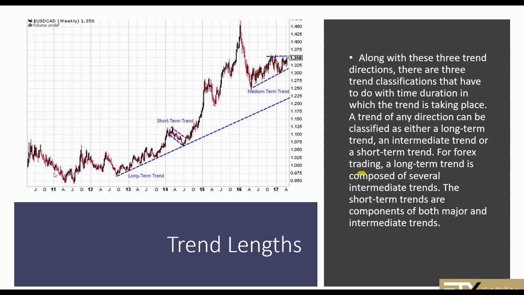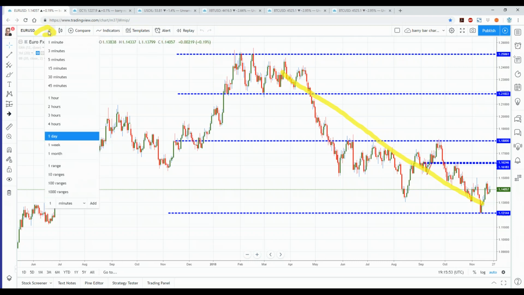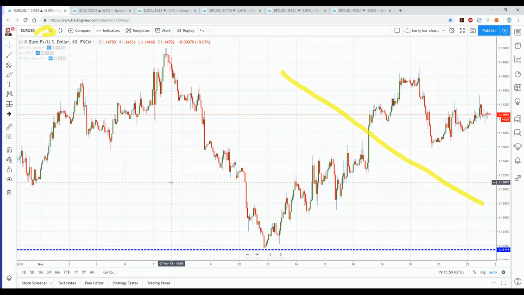So let's go back to that chart I had up here for you. Okay. Now, what we have on here is a current downtrend. Now, this is a one-day chart. If we were to move this chart to a 1-hour chart, we might see something completely different, because what we have is a shorter term or medium term, beautiful uptrend.